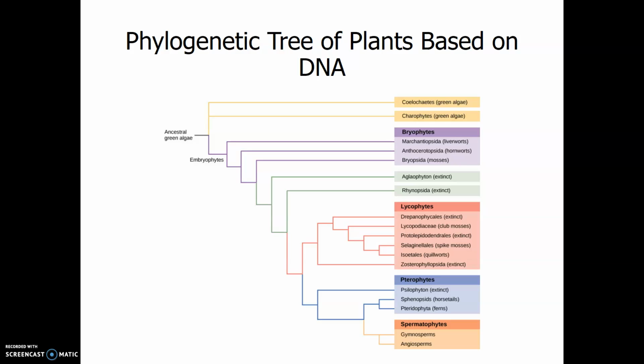This is the phylogenetic tree of plants. And this shows you the ancestral green algae. And then that ancestor diverged 3 times into the charophytes. And then these are called the coelacanths, but I think that we call them chlorophytes in lab. But anyway, there are 2 different types of green algae. The charophytes are the most closely related to land plants, and the other group is one that we didn't really talk about that much.